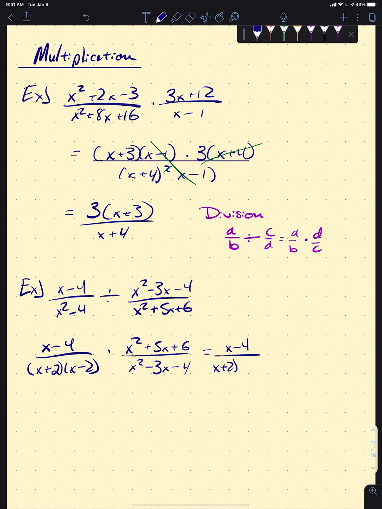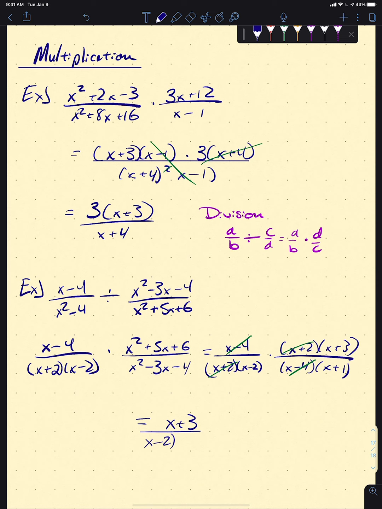Continuing to factor, we have x plus 2 times x plus 3 on the top, and x minus 4 and x plus 1 on the bottom. Canceling common factors, I see an x minus 4 and an x minus 4, an x plus 2 and an x plus 2, and so I can write this as x plus 3 over x minus 2 times x plus 1.